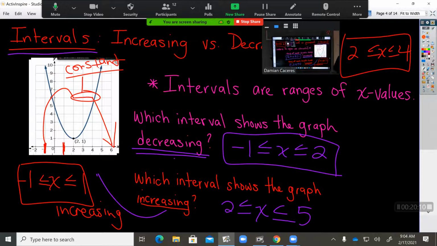Something can be increasing and decreasing, right? Same thing with constant. It has to be one of those three words: going up, going down, or not going anywhere. You with me? So what I want you to do is just learn how to read intervals, x values, and what's happening to the graph. Any questions on intervals? We'll get some more practice on it, so don't worry.